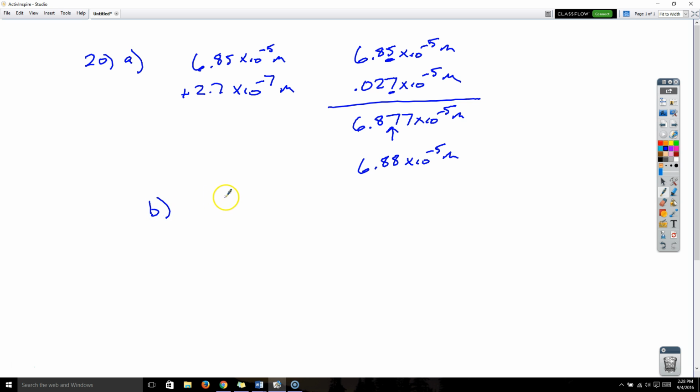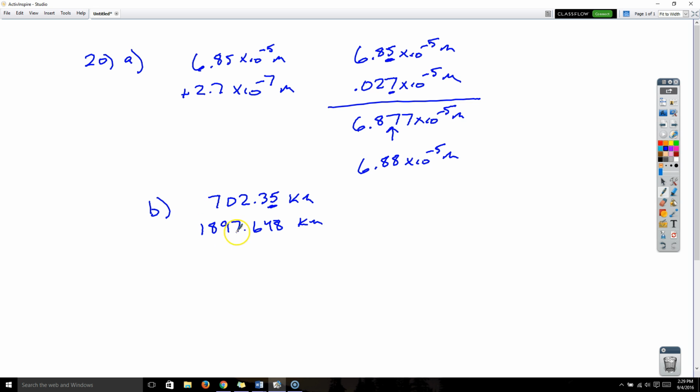I've got another addition problem. So we've got 702.35 kilometers, and we're going to add that to 1897.648 kilometers. So remember, in addition and subtraction, we're looking for the number that has the fewest digits past the decimal point. So that would be this place right here, and that's where I want to round it to.